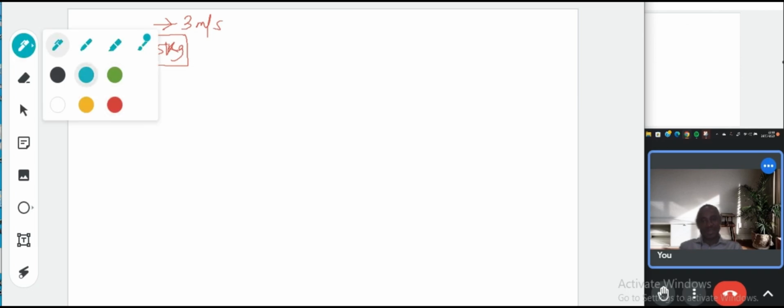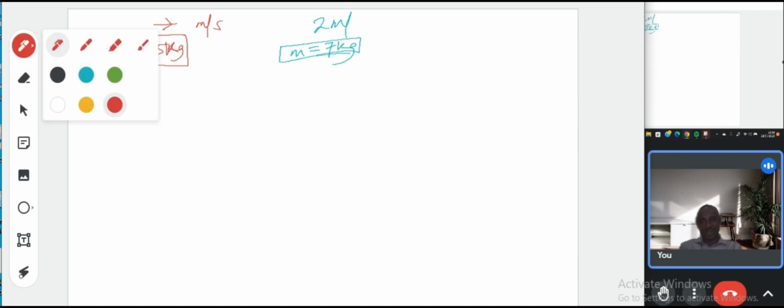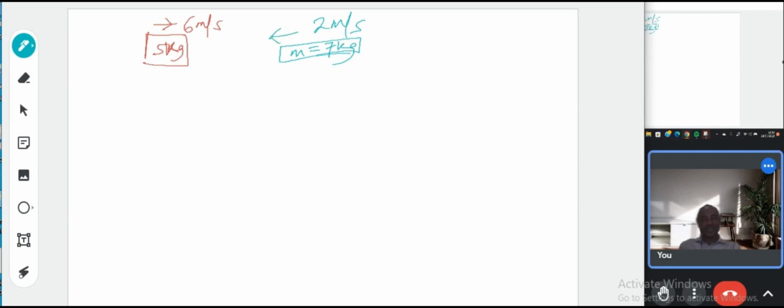Then another object, which I will draw with a yellow, has a mass of 8 kg or even 7 kg, whatever you like. It moves with a velocity of 2 meters per second. Let me just make it slightly different. This one is moving with 2 meters per second, but this is moving in the opposite direction, right? I call this one object A and call this one object B.